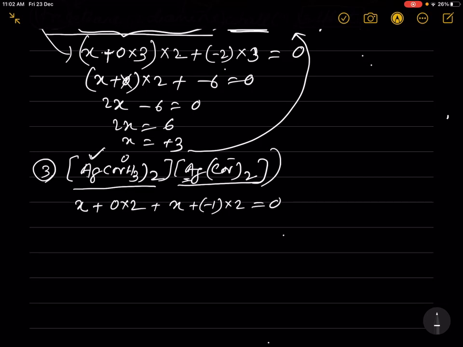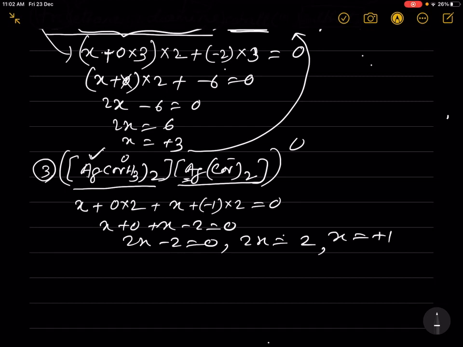Total charge will be 0. So x plus 0 plus x minus 2 is equal to 0. 2x minus 2 is equal to 0. 2x is equal to 2. x is equal to plus 1. So the oxidation number of x is plus 1. For this Ag it is also plus 1.